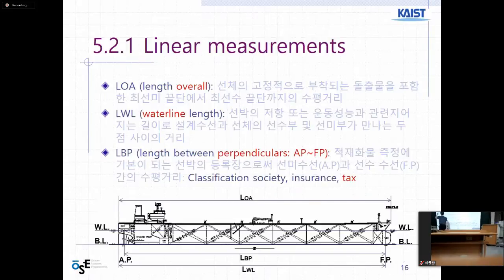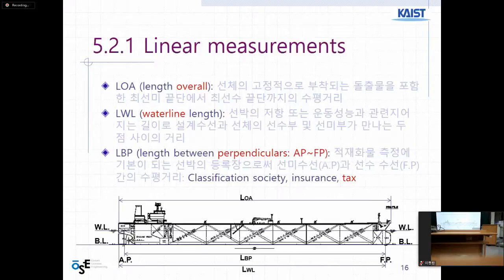There is not one single length. These are 3 different length measures. You need to memorize this. Length overall is all together, the maximum, tip to tip, LOA. And length waterline is this waterline, right? But the waterline is changing as cargo loading is changing, right?